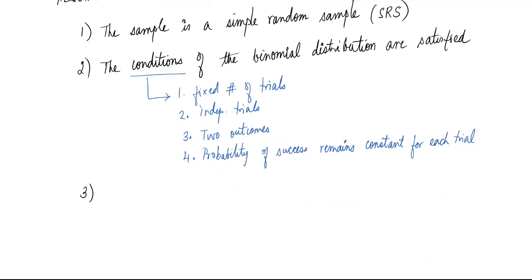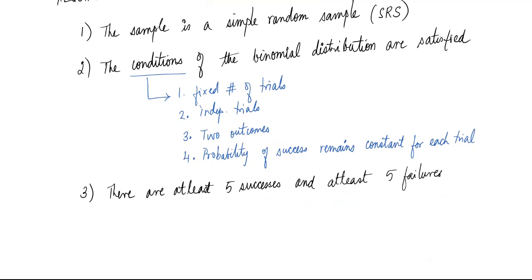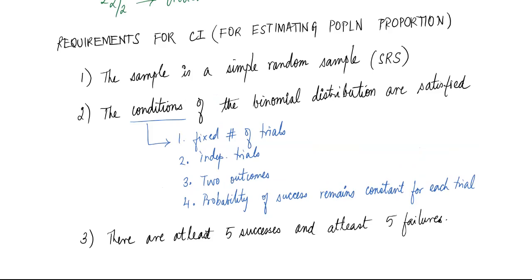And third was that there are at least 5 successes and at least 5 failures. This is like a minimum guarantee. You need to have these for this to even work. So if you had these three requirements satisfied, then you can proceed to construct your confidence interval.